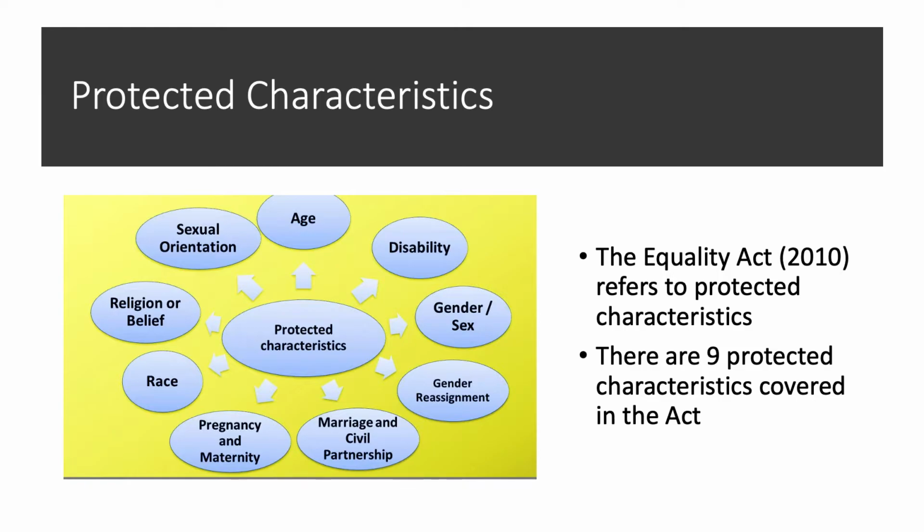Race, religion or belief, sexual orientation as well. These are all protected characteristics. So these are some of the biggest reasons why people are discriminated against. So the Equality Act aims to try and prevent people discriminating against people and protect these characteristics. Now, in the test, you might be asked to name some of the protected characteristics in the Equality Act. So make sure that you do remember these.